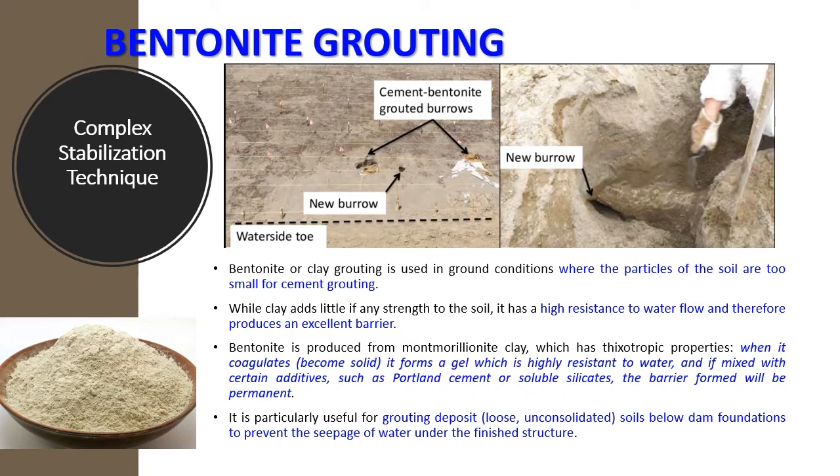Bentonite is produced from montmorillonite clay, which has thixotropic properties, which is when it coagulates, it forms a gel, which is highly resistant to water. If mixed with certain additives such as Portland cement or soluble silicates, the barrier formed will be permanent. It is particularly useful for grouting deposit soils below dam foundations to prevent the seepage of water under the finished structure.